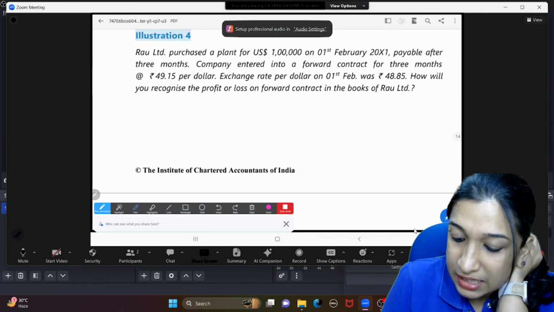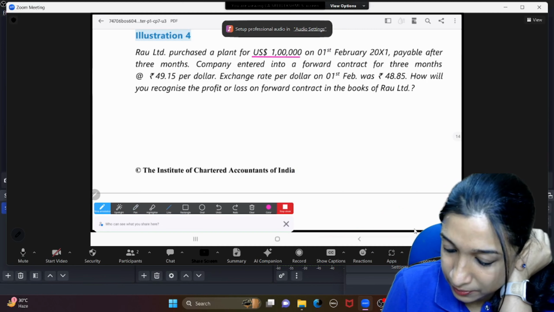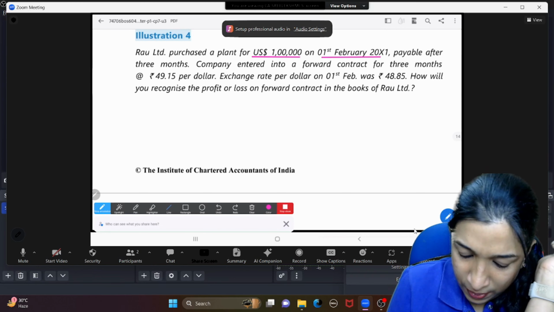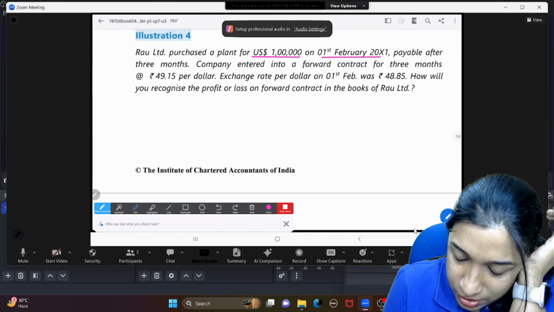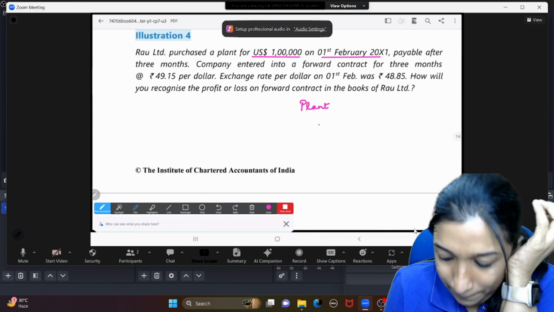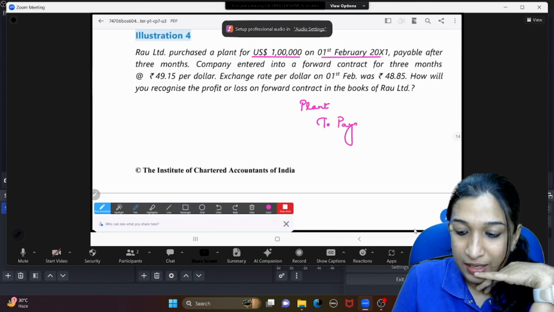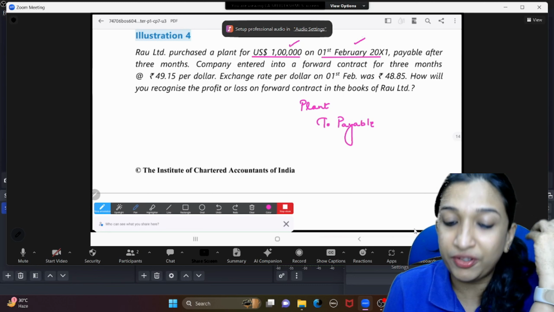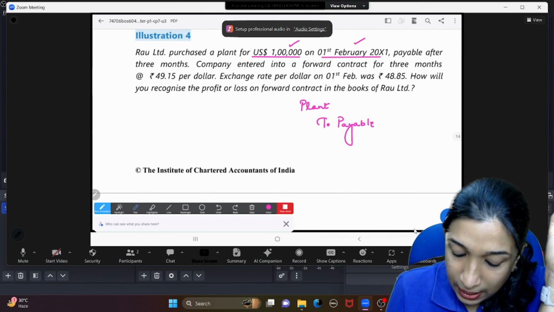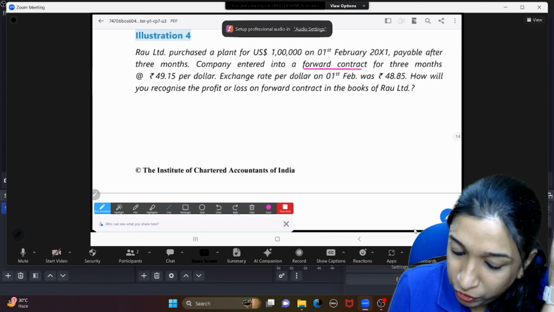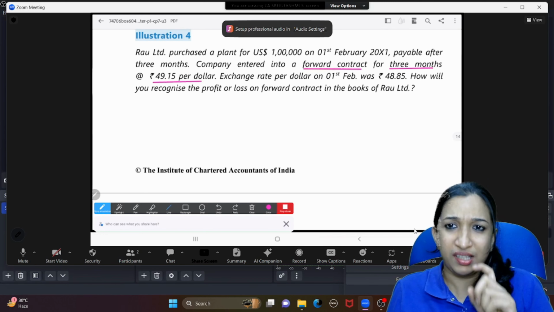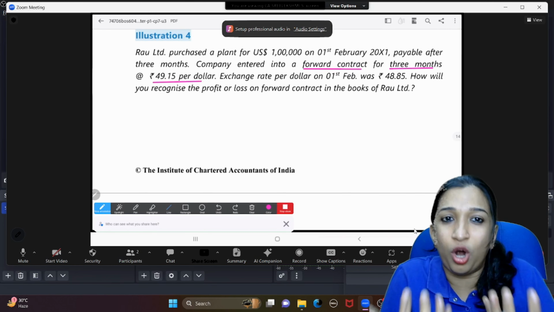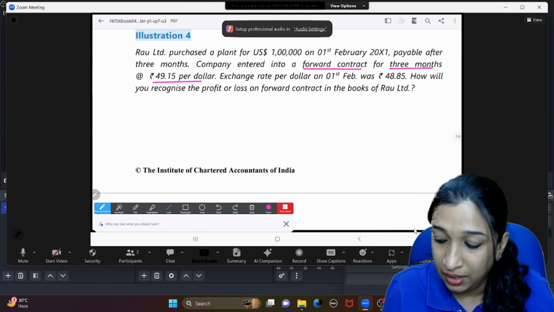Rao Limited purchased plant for US dollar 1 lakh on 1st February 2011, payable after 3 months. So I'm thinking about what the journal entry is. Plant to payable. You genuinely need 1 lakh dollars to pay after 3 months, yes or no? So the company entered into a forward contract for 3 months at 49.15. That is, the company entered into a forward contract to buy dollars at 49.15.